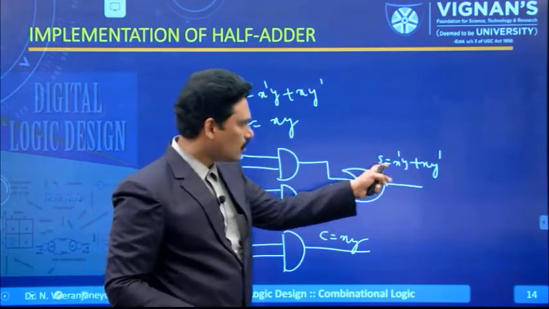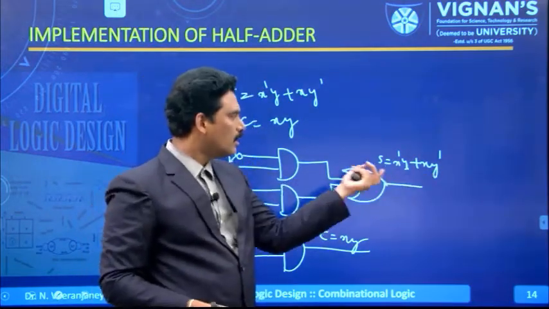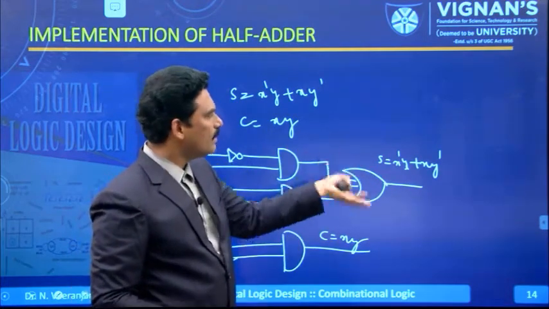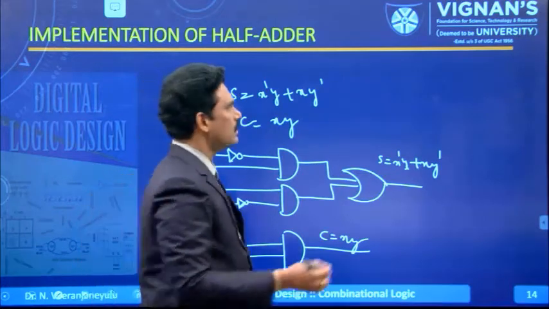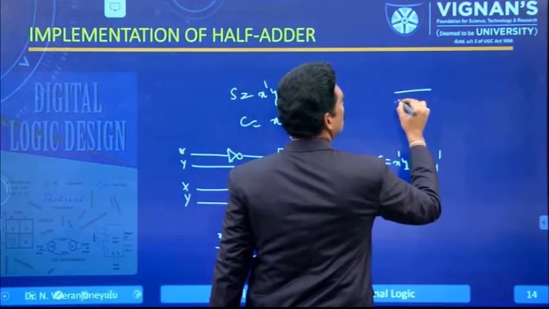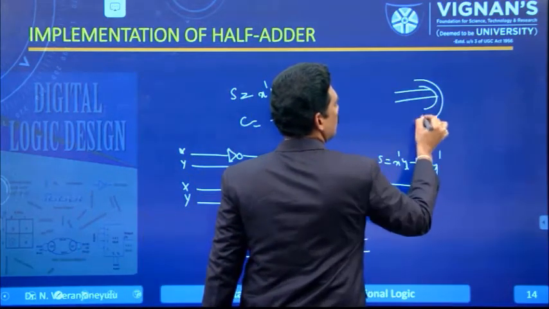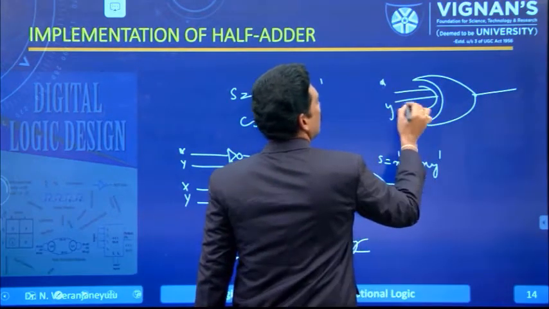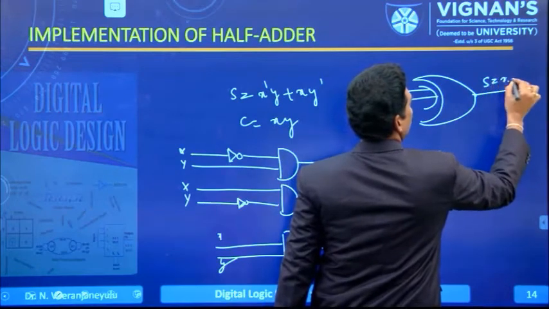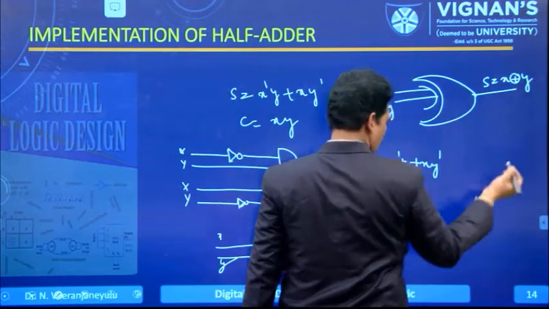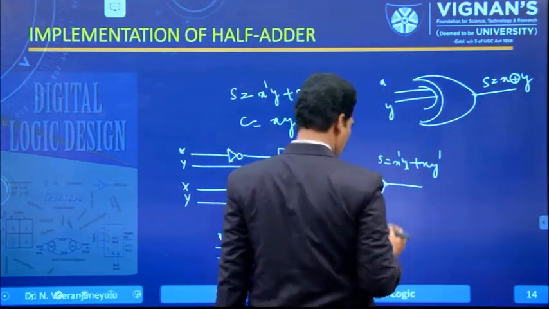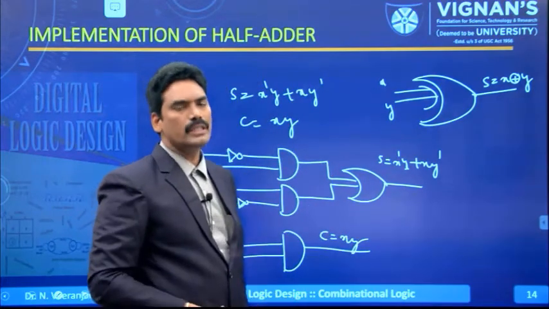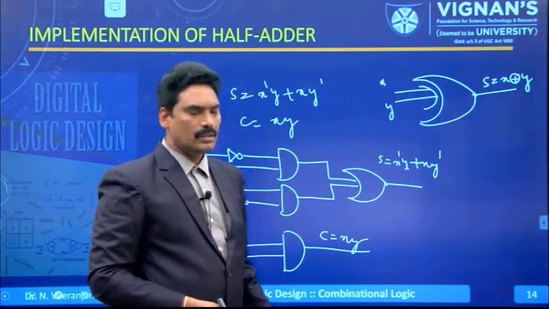But S is equal to x bar y plus x y bar, which represents exclusive OR also. So what is the simplified expression for S? S is equal to x exclusive OR y, and carry C is equal to x y. This is the logic diagram for half adder.